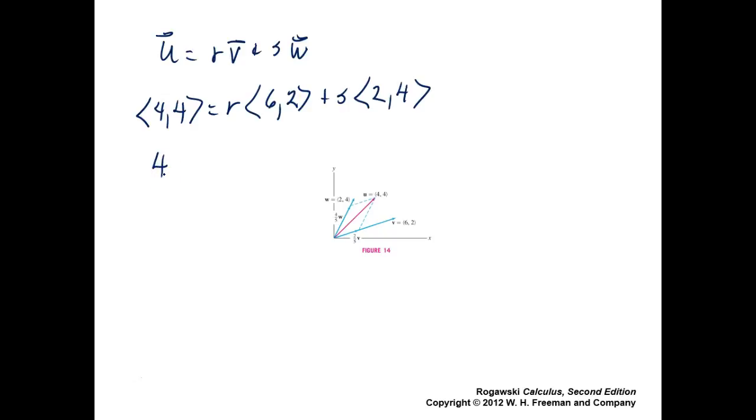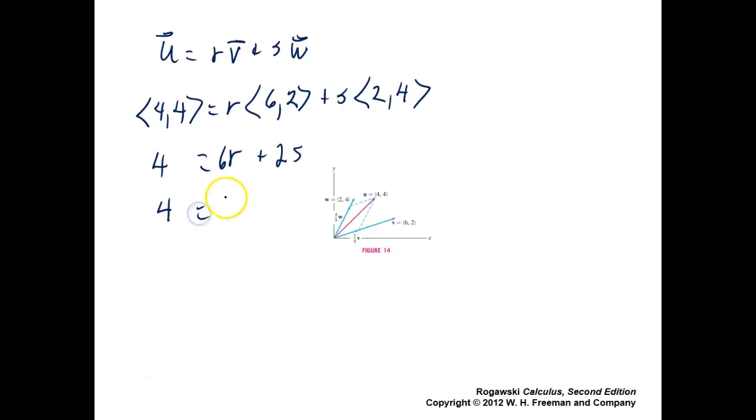Second? Distribute the R and the S out, I guess. Okay, well, what you do is write down two scalar equations using the components of these vectors. That first component, 4, is equal to R times the first component here, 6, plus S times the first component there, 2S. There's an equation, right? Do the same thing for the second component.